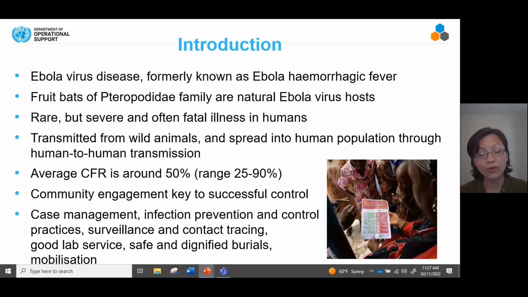Obviously, as you probably are aware, community engagement is really key to controlling this outbreak. And things like case management, infection prevention and control practices, surveillance, contact tracing, good laboratory services, safe and dignified burials, and community mobilization and health awareness. All this is really important when we need to control this outbreak.